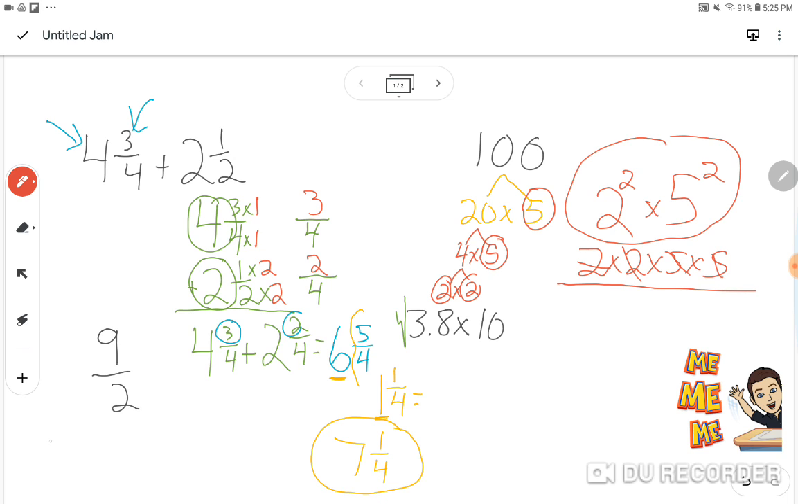Okay, let's look at number 3. Again, a fraction greater than 1. What is 9 divided by 2? 4 remainder 1 half. Okay, I like this. This thing is always very satisfying.